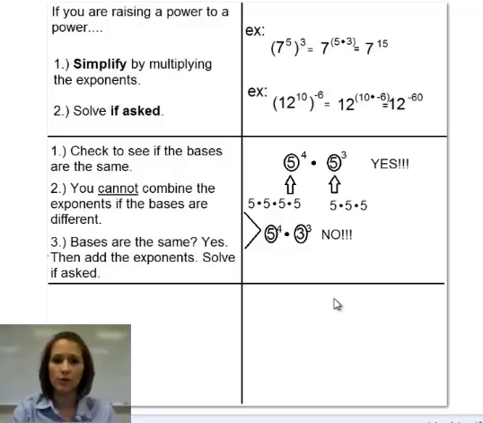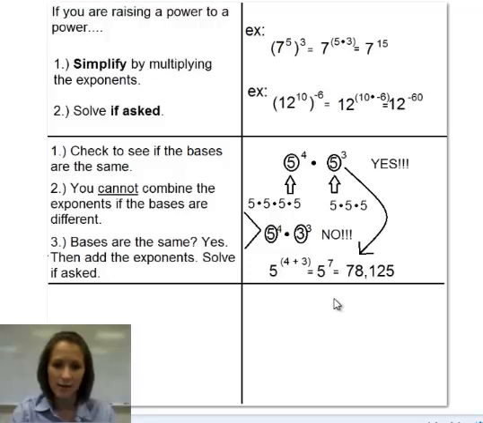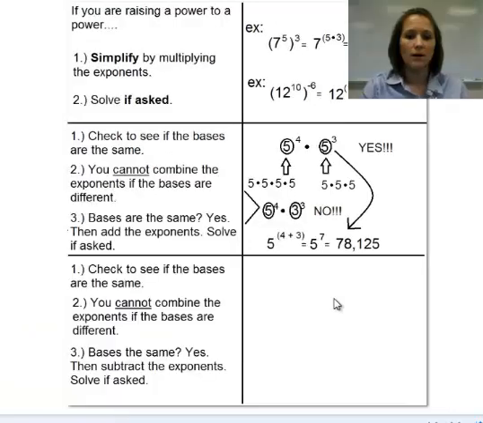We cannot combine these, so we could not do 4 plus 3 on this because the bases are different. So we'll take our 5 to the 4th times our 5 to the 3rd, and we'll add the exponents, 4 plus 3, and we end up with 5 to the 7th, which equals 78,125. On the bottom left-hand side, go ahead and hit pause and fill in that information.